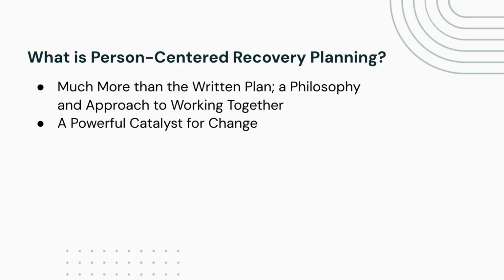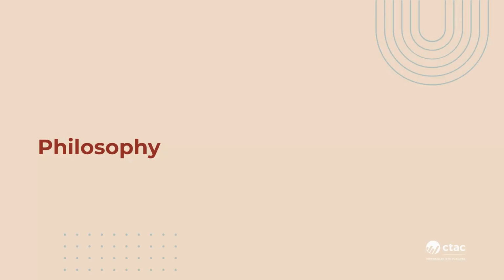In that example, you can really hear what a powerhouse PCRP is. It's not just about a written plan, but embodies a philosophy, an approach to working together, and is particularly outcome oriented. We will also talk about PCRP as a powerful catalyst for change at many scales. Let's talk about philosophy, the first of the 4 Ps of PCRP that we will cover in this course.